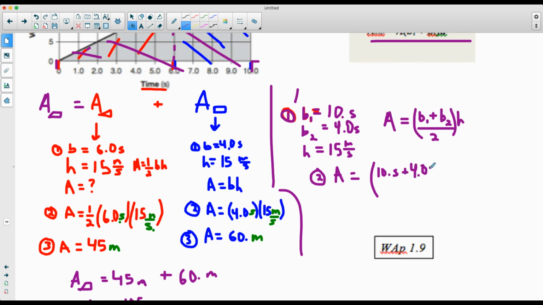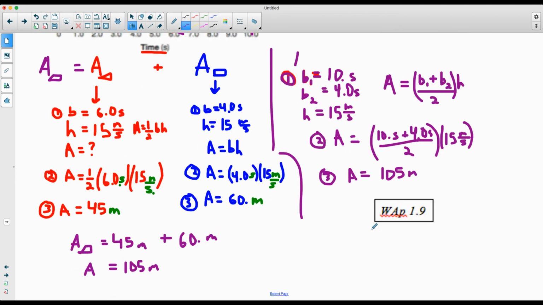So that's not too hard. 10 plus 4 is going to give you 14. 14 divided by 2 is 7. So we have 7 times 15 in meters per second. Now, you probably, based on before, recognize what's going to happen with those units. But basically, 7 times 15, well, 7 times 10 is 70. 7 times 5 is 35. 70 and 35 is 105. And the same thing happens with the units. The seconds up here cancel with the seconds down here, and you're left with meters. Done. Same exact answer, as of course it had to be. If you don't know, you know.